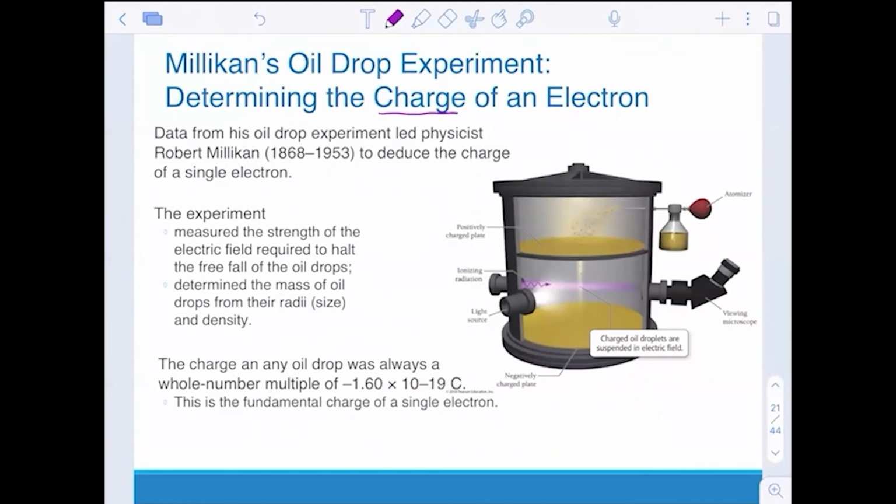From his data, he was able to deduce that single charge by measuring the strength of an electric field that was required to halt the free fall of an oil drop. Now, if we look at this atomizer over here, I want you to think about early 1900s. It was probably like a perfume bottle, spraying a fine mist of oil, right? That's what we have. Atomizers now are a little bit more high tech than this, but at the end of the day, he had a whole bunch of drops up in this upper cavern. Now what happens is he had a tiny little slit in the middle of that positively charged plate so that the oil drops could go down one at a time.